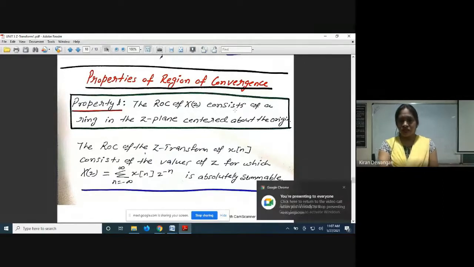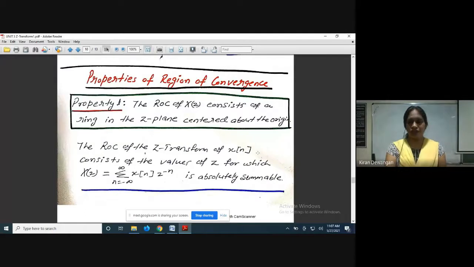So this is the properties of region of convergence. Clear? As we all know, the region of convergence is the region where the X of z exists. The ROC of X of z consists of, that is the first property, a ring in the z plane centered about the origin. So it will always be in the form of a ring.